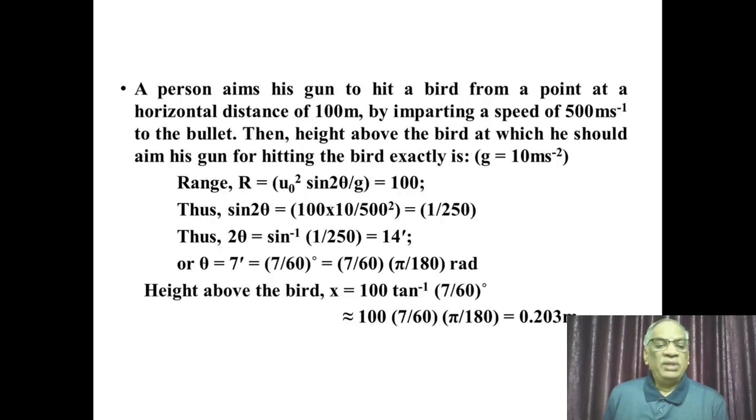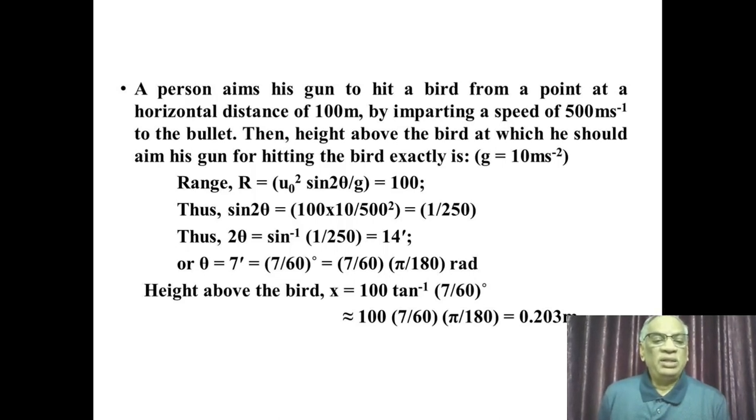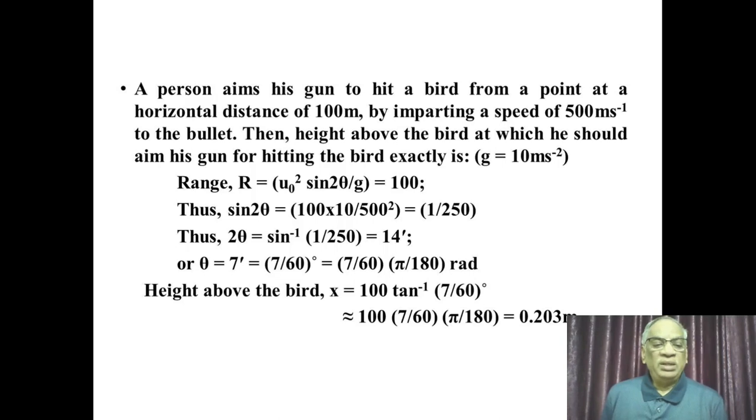So a person aims his gun at a bird which is at a horizontal distance of 400 meters. The speed given to the bullet is 500 meters per second. Then he cannot aim directly at the bird, so he has to aim at a certain height above the bird so that the bullet will go and hit the bird exactly.